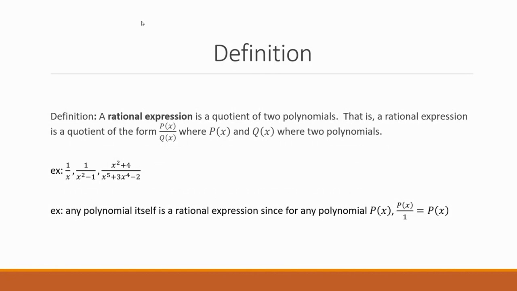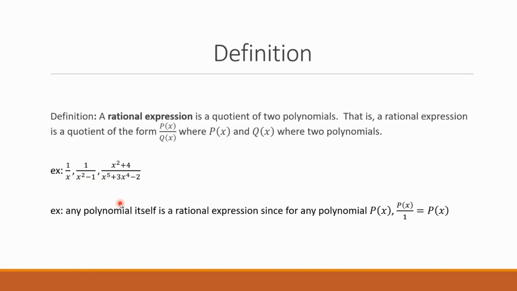Okay, so what is a rational expression? Well, by definition, a rational expression is just a quotient of two polynomials. You know, it's a fraction of two polynomials. So in other words, it's something that looks like this, where P and Q are two polynomials. These are just some examples. You know, I have 1 over x, 1 over x squared minus 1, and so on.